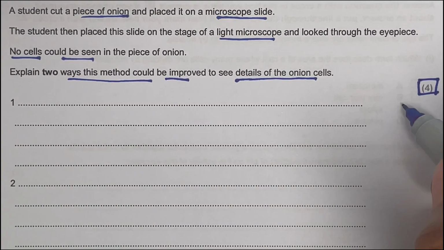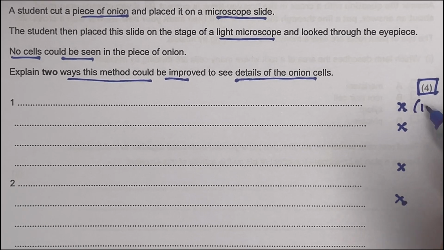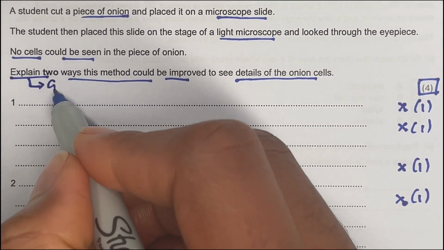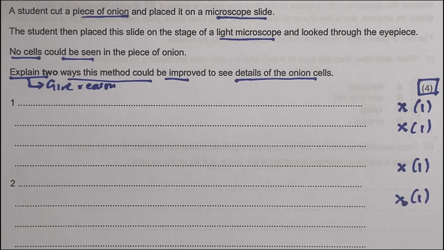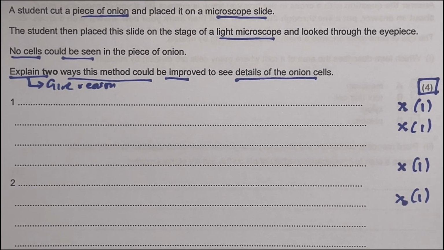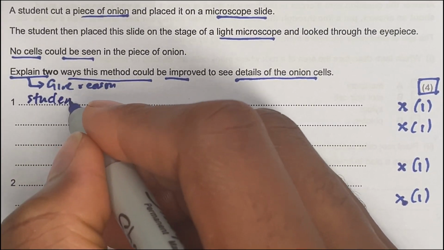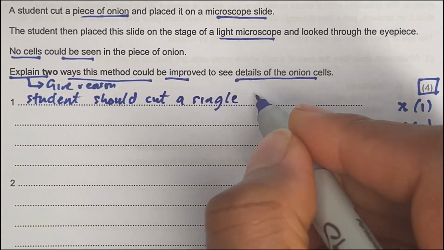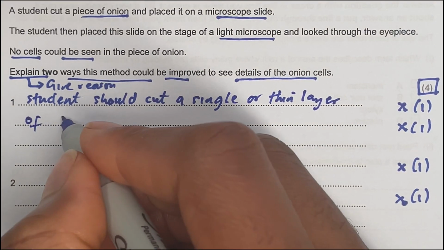That means I need a point, a reason, a point, a reason. That carries 1 mark each. Explain is the command word. Explain means give reason for my point. So my first point would be, it says a student cut a piece of onion. That's not how to do it. The student needs to cut a single or a thin layer. Students should cut a single or thin layer of cell.